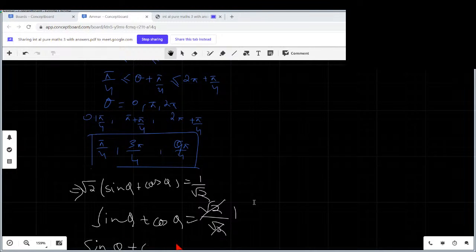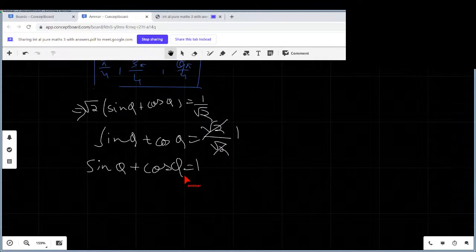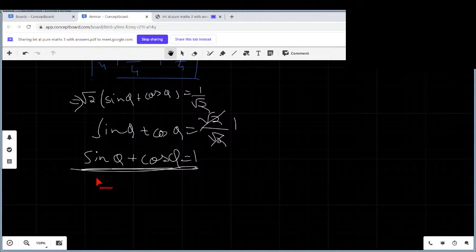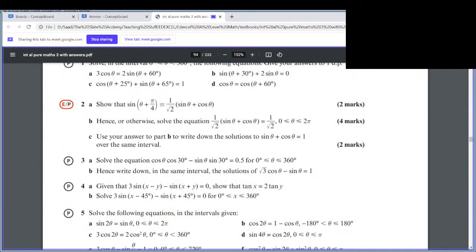This is what they wanted, I think. No. So, solutions to sine theta and cos theta over the same intervals. So the values of theta are what? Sine 0 plus cos 0 is 1. Sine 90 plus cos 90 is 1. So I don't know what's going on.